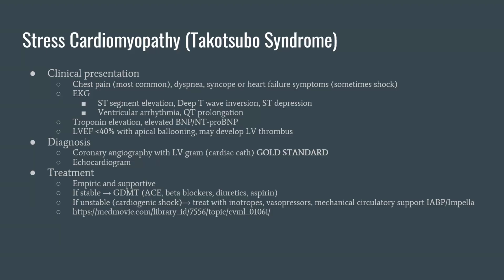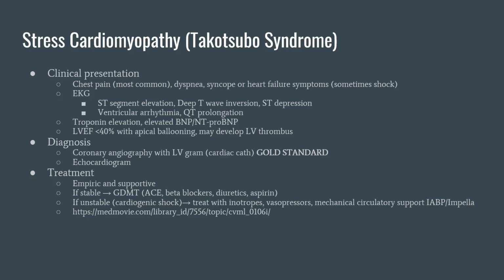You're also going to get an echo. The treatment is empiric and supportive. The data for aggressive guideline-directed medical therapy is not well studied, but we still treat them with that. So we'll still put them on the 4 pillars: the ACE, the beta blocker, maybe aldosterone inhibitors, maybe SGLT2 inhibitors. We're going to diurese them if they're overloaded and put them on an aspirin.